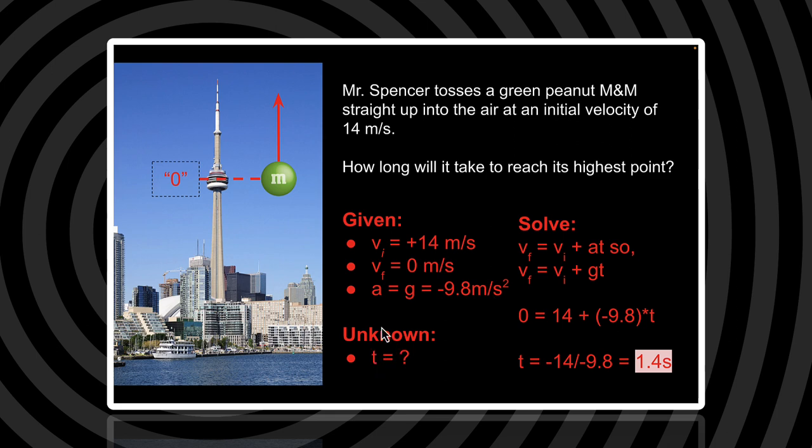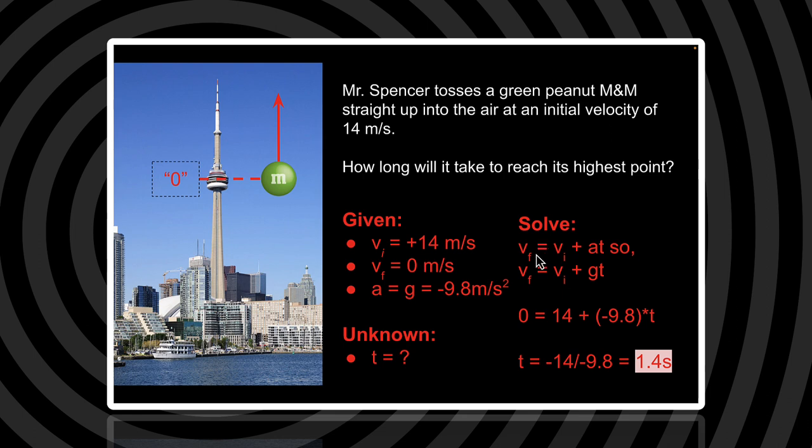So which of those equations has initial velocity, final velocity, acceleration, and time? Well, we talked about this already: final velocity equals initial velocity plus the acceleration times the time. So I know that my final velocity, like I said before, is zero. My initial velocity is going to be positive 14. And then that acceleration, notice how it's negative 9.8 meters per second every second, and then times time. And then we're just going to solve for time.